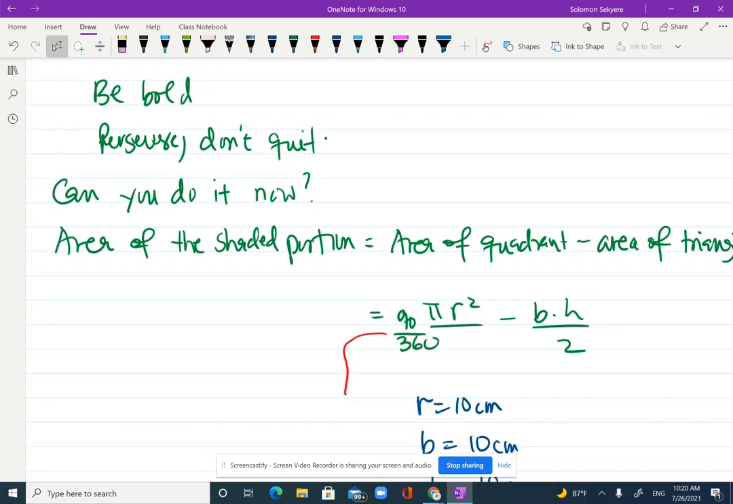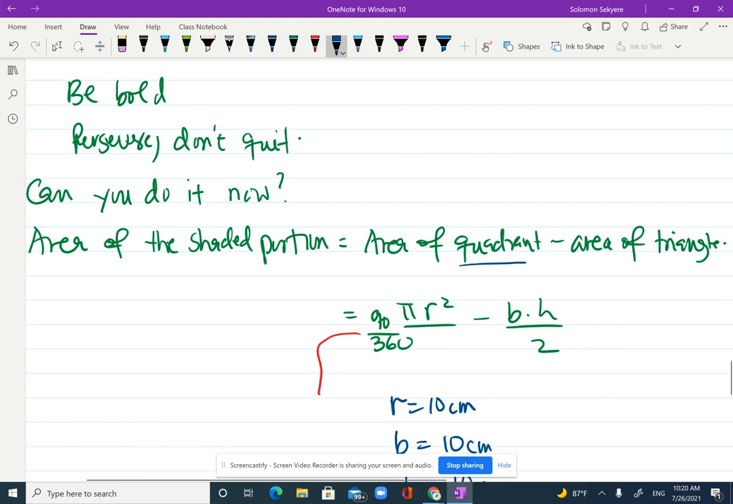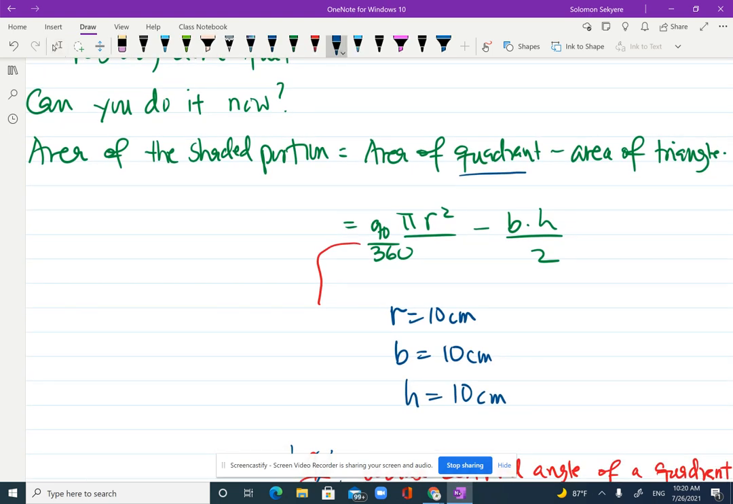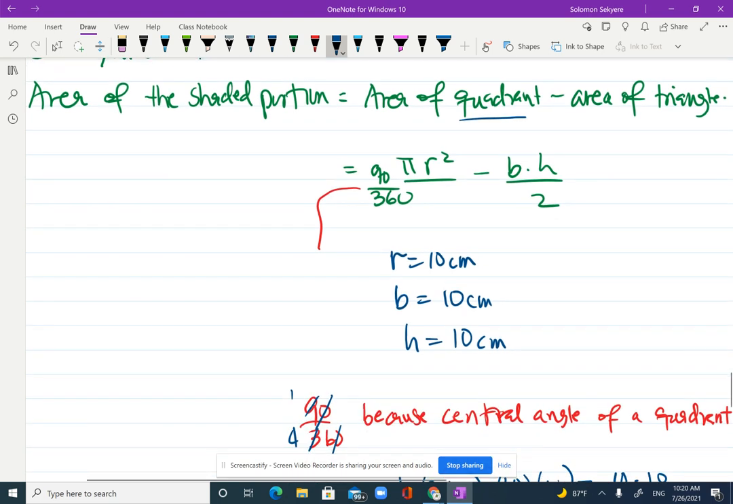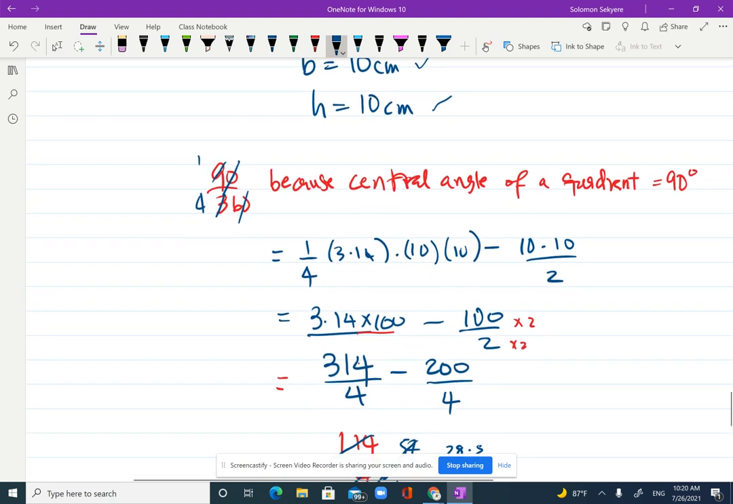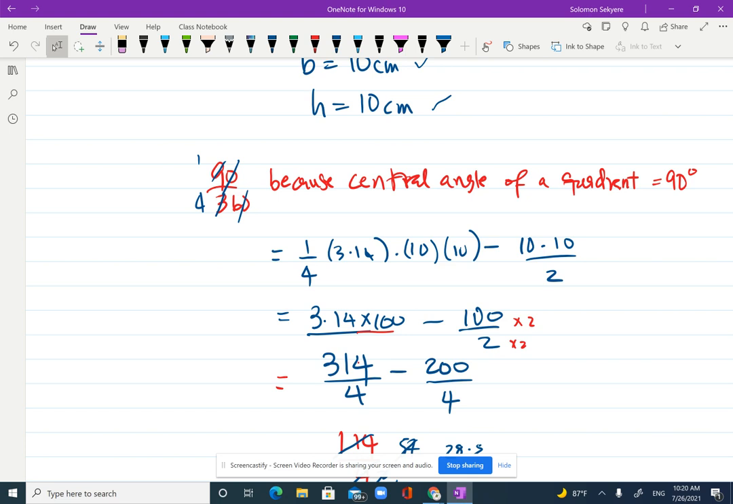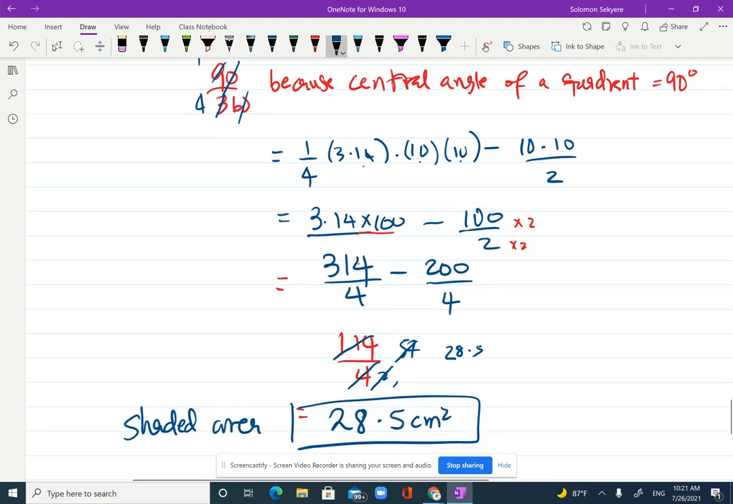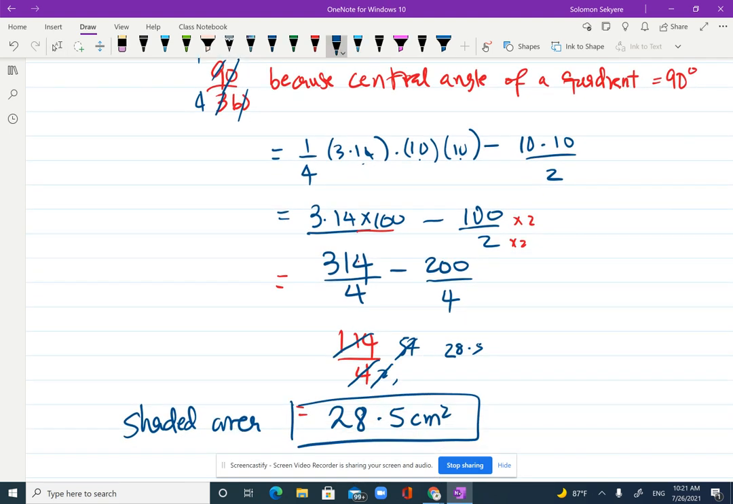The area of the shaded portion is the area of the quadrant minus the area of the triangle. The quadrant is a fourth, 90 degrees over 360, minus base times height over 2. The radius is 10, base is 10, height is 10. We plug it in and simplify. 90 over 360 is a quarter, times pi 3.14 times r squared, r times r. So we have 3.14 times 100 over 4, minus 100 over 2.